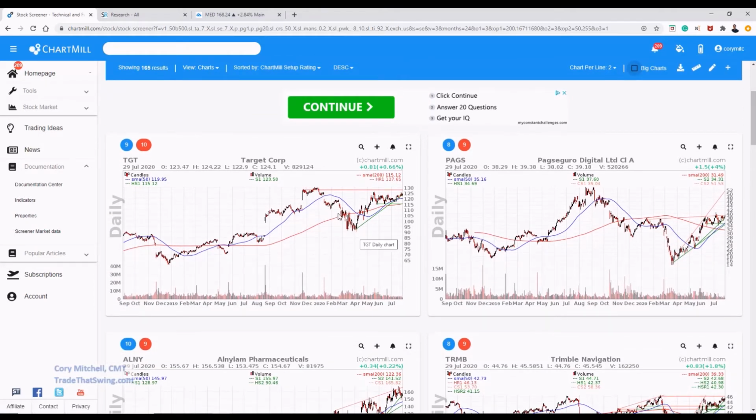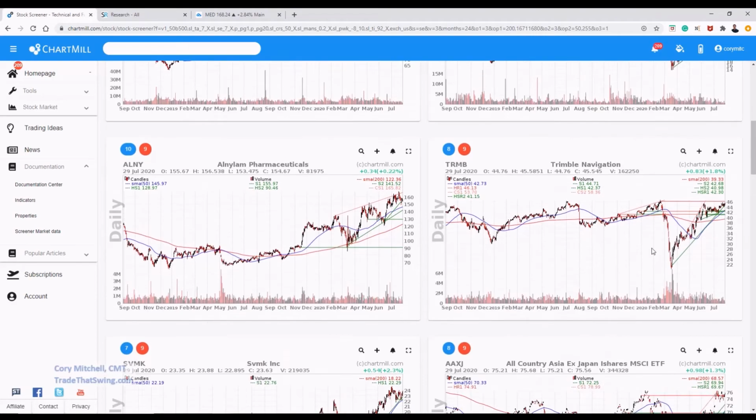So, Target, forming a handle just below its prior high. Pegs, forming near this high. Technical turnaround play coming out of a downtrend. Trimble coming up to these prior highs.